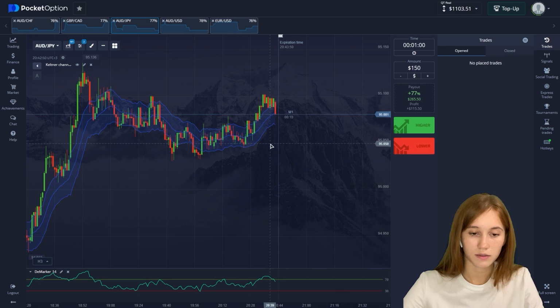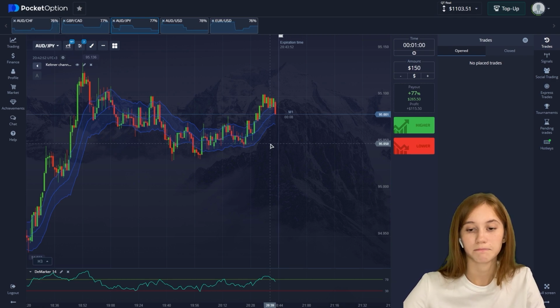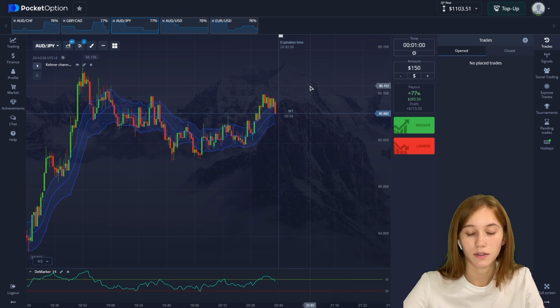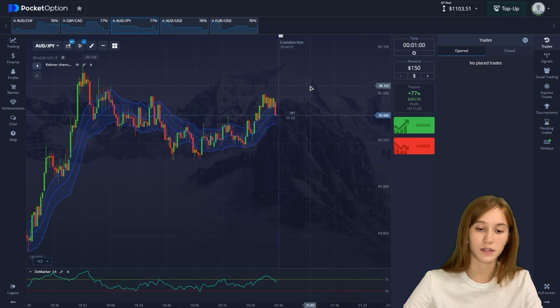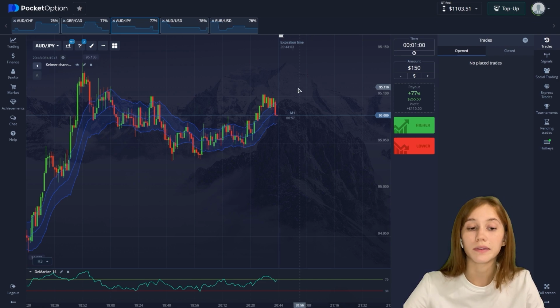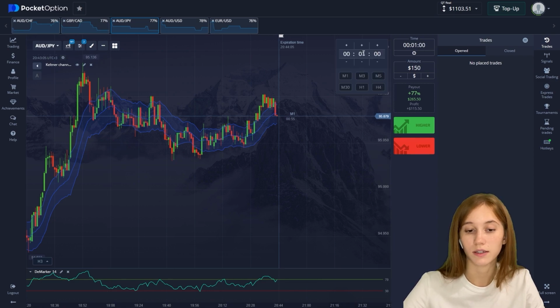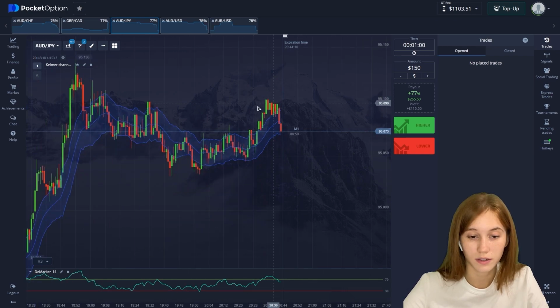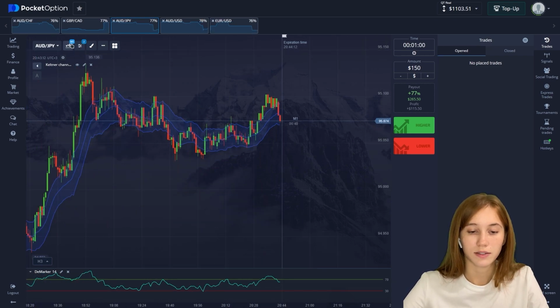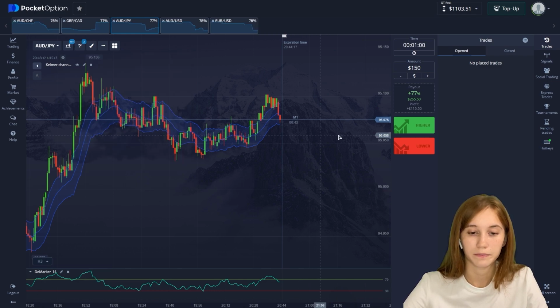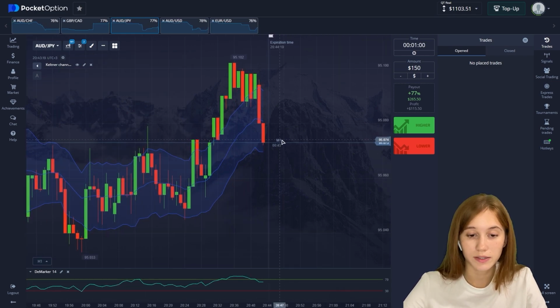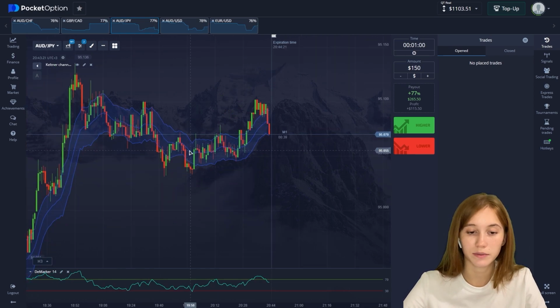And now let's summarize it. I think the main thing is our balance. We started with $70 and now it's more than $1,000. It's a good result. It's very important to increase our balance. Our settings: our deal is 1 minute. Time frame is also 1 minute.